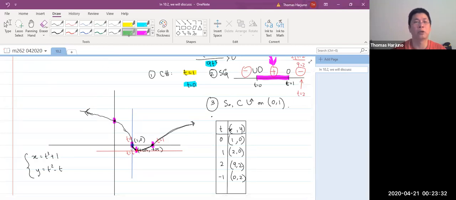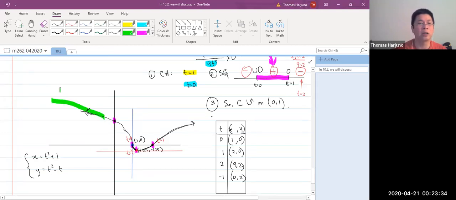Let me put a note here that this part here is unknown. This part here, I don't know what the graph looks like. What we know is concave down. Concave down. Okay, concave down.